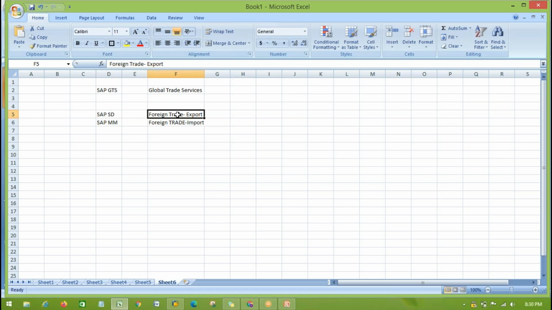SAP SD used to take care of our export processes. SAP foreign trade import used to take care of our import processes. But those challenges, those new rules and regulations, were not very easy to cover by simply foreign trade export and foreign trade import. It was not easy.